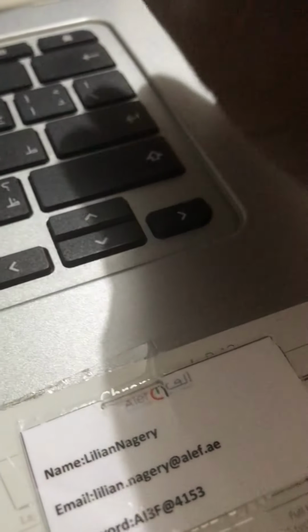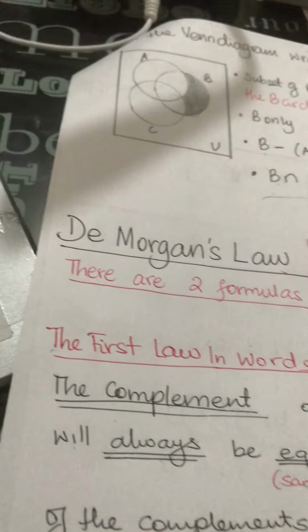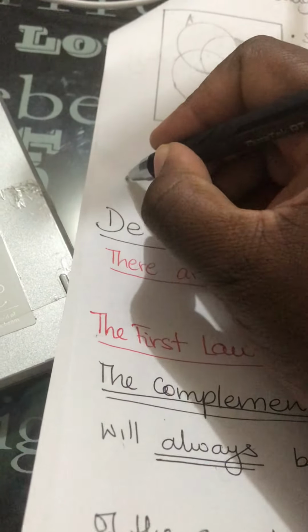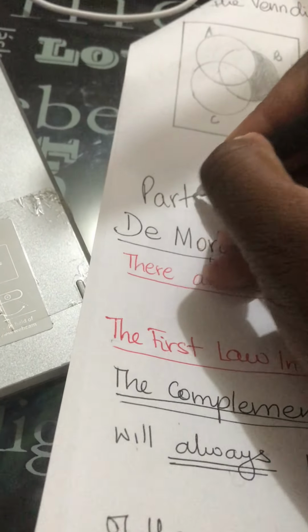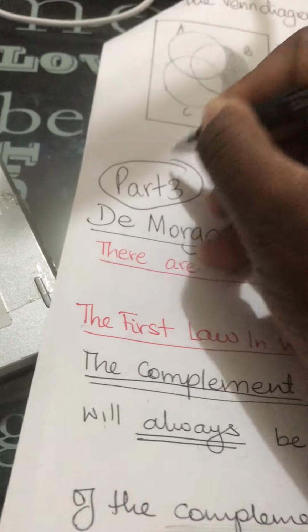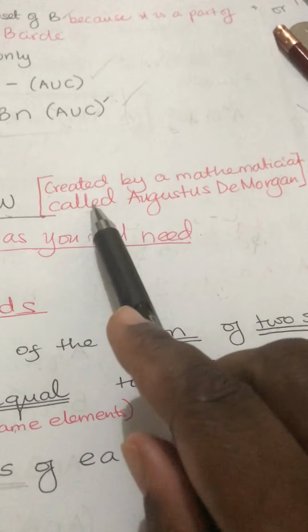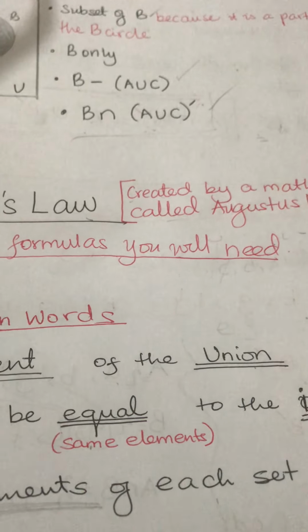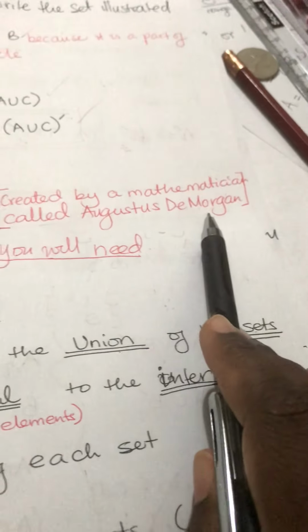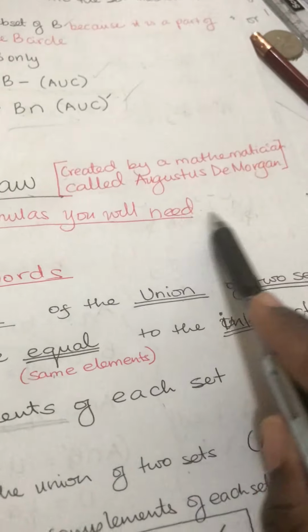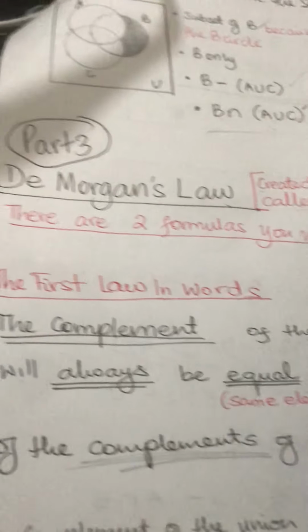Okay, so we have done part 1 and part 2. Now we need to do part 3. This is part 3. Part 3 is De Morgan's law. There's this mathematician called Augustus De Morgan. That is his name. I need you to find out more information about him.